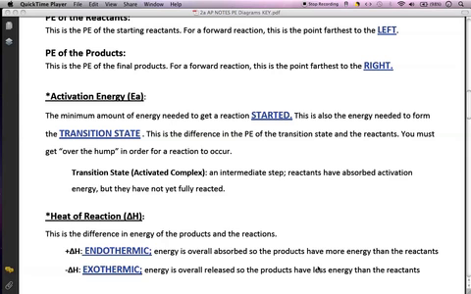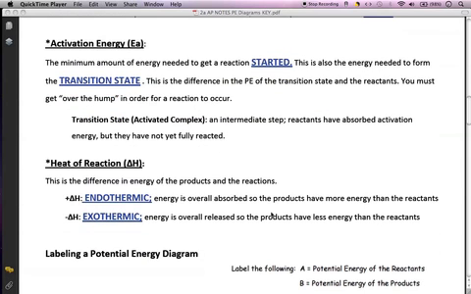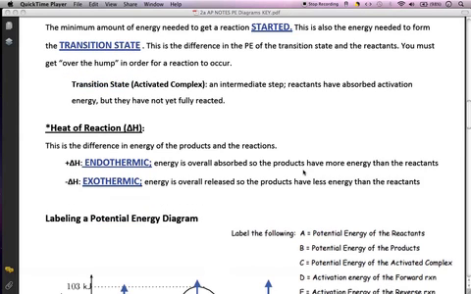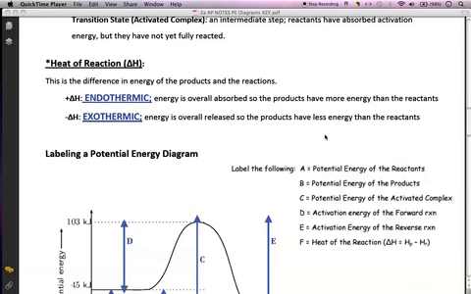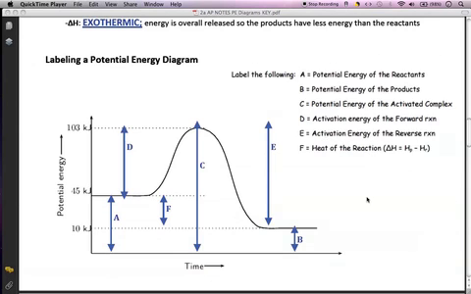We'll talk about the transition state at the very end of the video. It's just an intermediate step. The reactants have absorbed that activation energy, but they haven't fully reacted yet. The last part should sound familiar, heat of reaction or delta H. This is simply the difference in energy of the products and reactants, which we can read right off the graph. We know that positive values are endothermic reactions, negative is exothermic. So just some simple labeling, if you can fill this in on your chart.